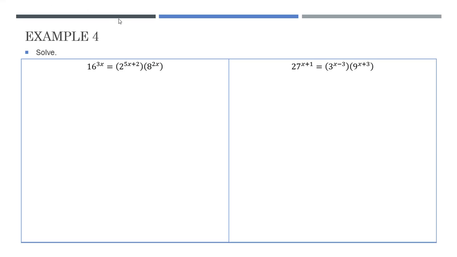Example 4, so solve. This one looks a little bit different because now on the right side, we actually have a multiplication between two terms or two factors. But the same strategy, change a base, make them all the same. We kind of gave you a hint here, there's a 2. So 2 to the power of 4 is 16. We still have that 3x exponent.